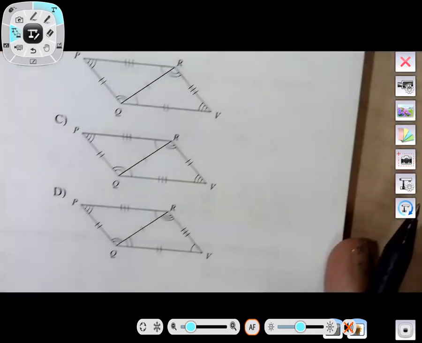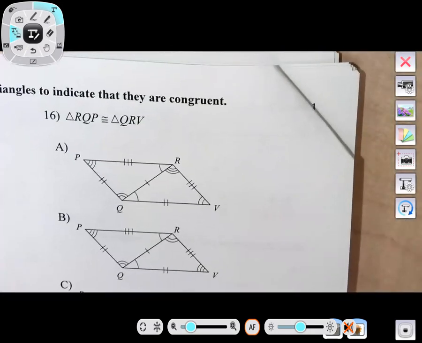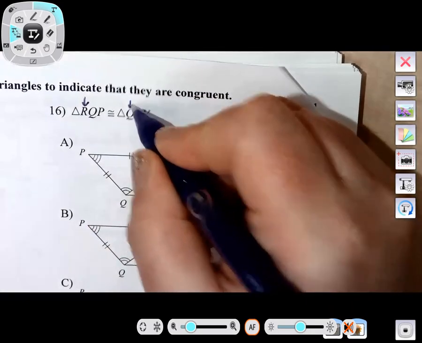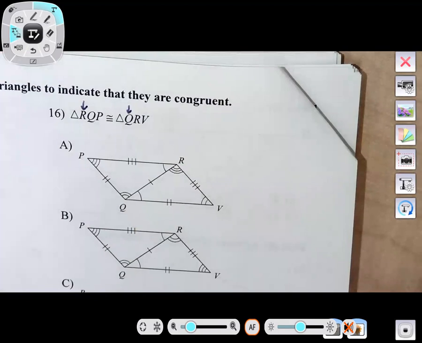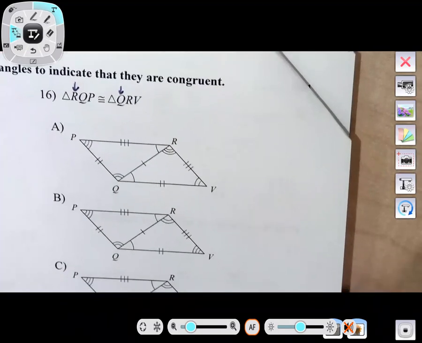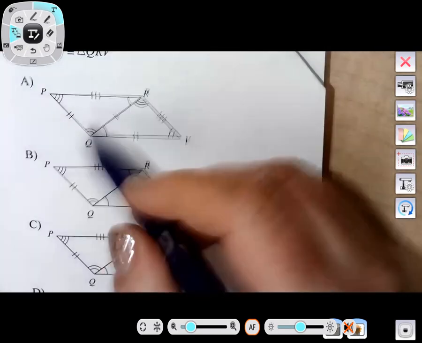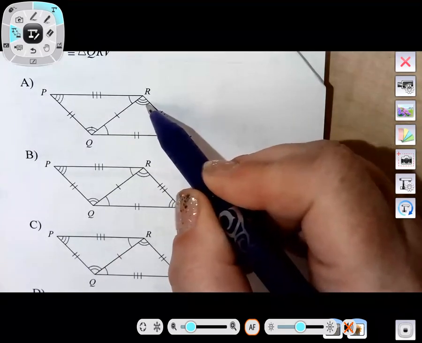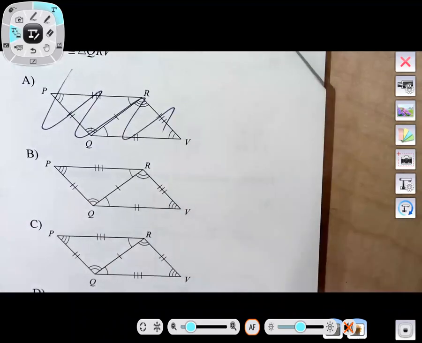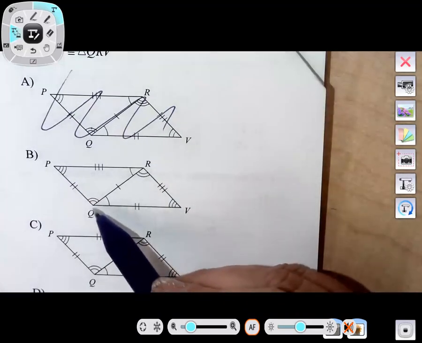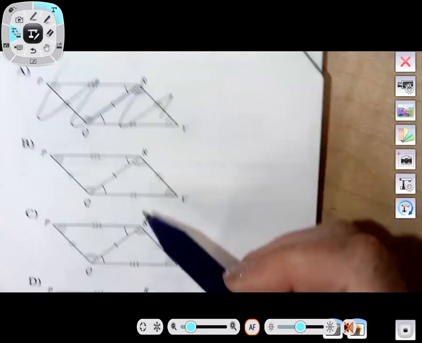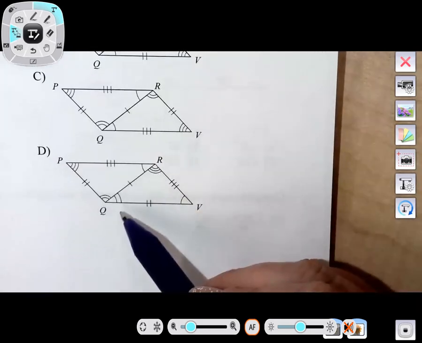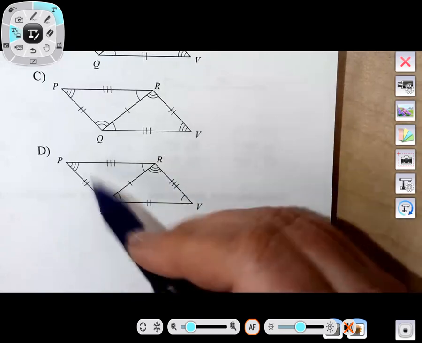All right, so let's try 16. If I start off with just the first one, R and Q should be marked the same way in each triangle. R and Q. So let's see, a Q in this triangle has 2, but R in this one has 3. So A is out. B, 2 and 2, that looks fine. C, 2 and 2, that looks fine. Oh, but look at D, 2 and 3. Nope, so D is out.